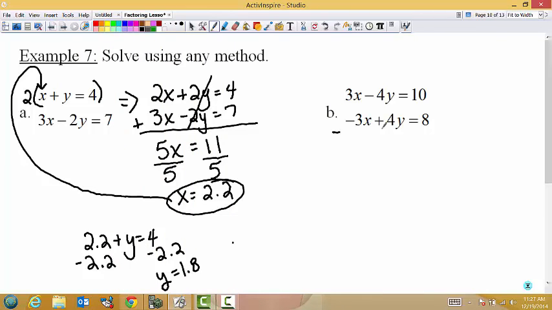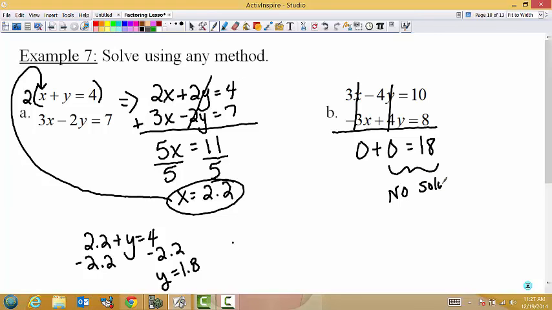And then this one, I look at it and I say, hey, if I add down right now, this stuff's going to cancel. So I'm just going to go ahead and do it. 3x take away 3x is 0. Those cancel. Now, is this a true statement? Does 0 equal 18? No, it doesn't. So what happens is it's no solution. If you were to graph these two lines, they would be parallel. They never cross because they have the same slope.